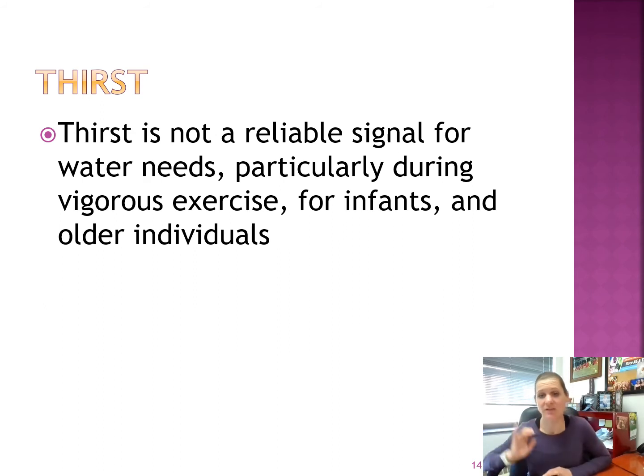And then when we look at these different age discrepancies, infants and older individuals are not great at heat dissipation. Their mechanism for sweating is not as attuned to changes within the body, so they're not as good at dissipating heat through sweat. So thirst is not a great way for us to indicate when we should be drinking more. So we have to be in front of that. If we wait until we get thirsty, we're too late when we're looking at performance as it relates to hydration.